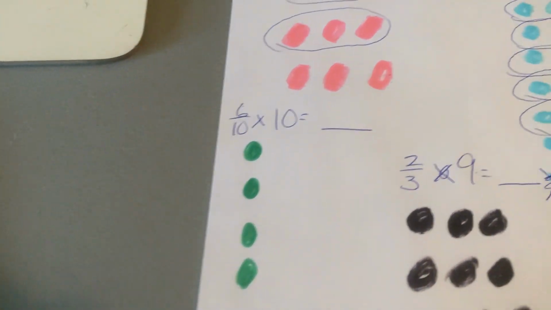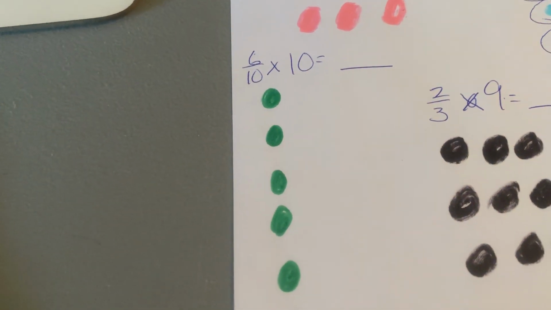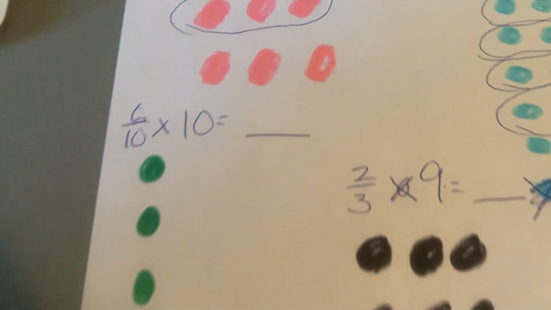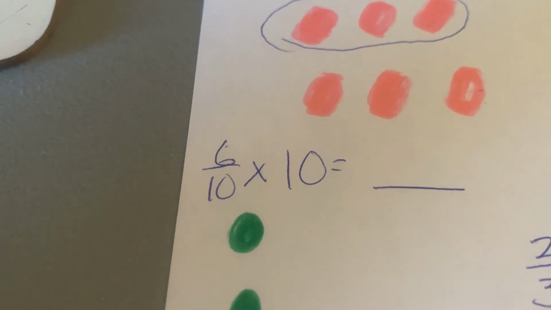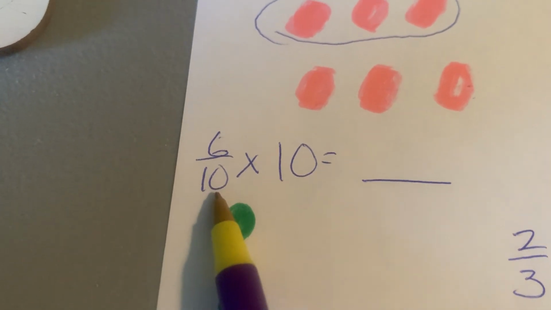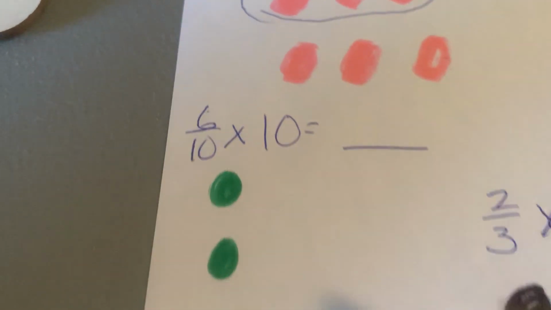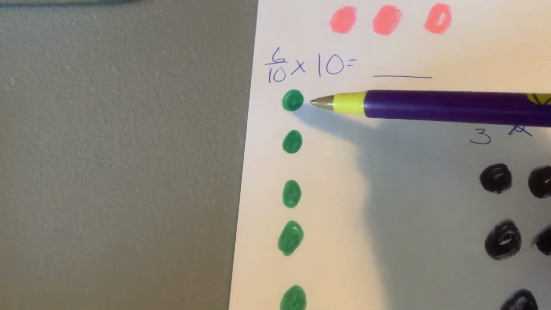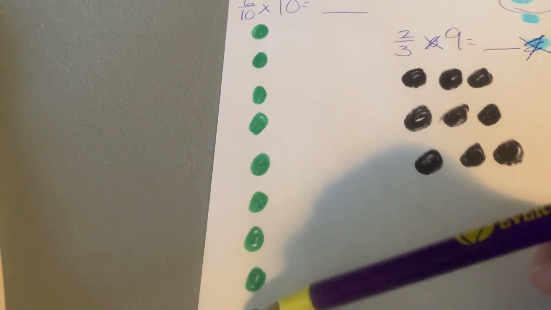Okay, now to the next one, which is number 3. It's asking 6/10 times 10. So I need 10 objects divided into 10 rows. So 10 divided by 10 is 1. So that means I've got 10 rows with 1 apiece. 1, 2, 3, 4, 5, 6, 7, 8, 9, 10. Oh, good, I counted right this time.